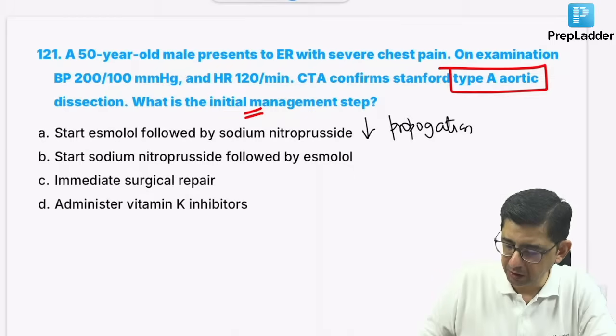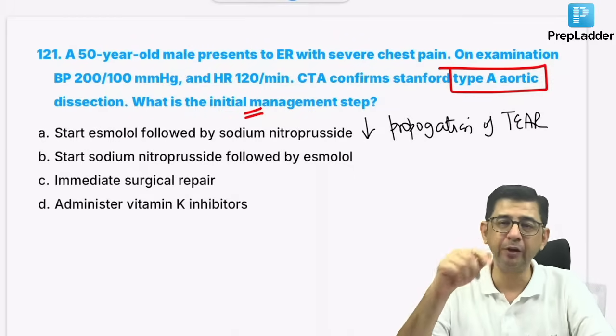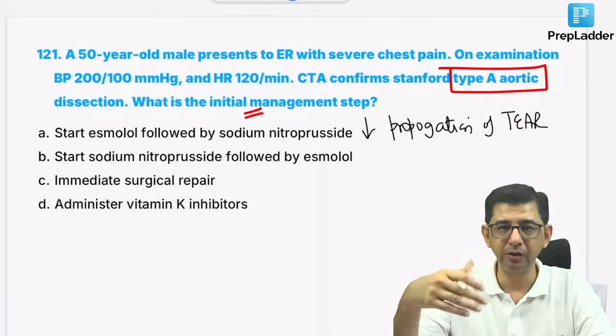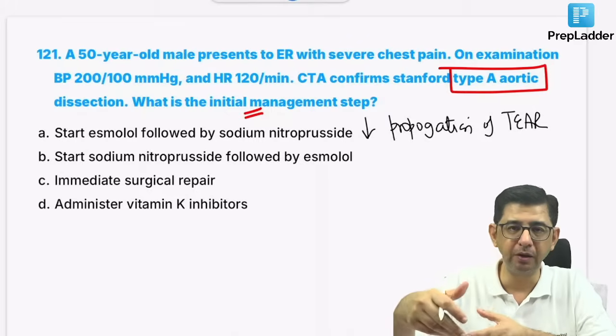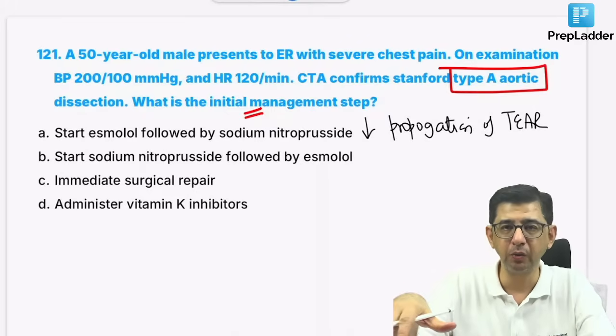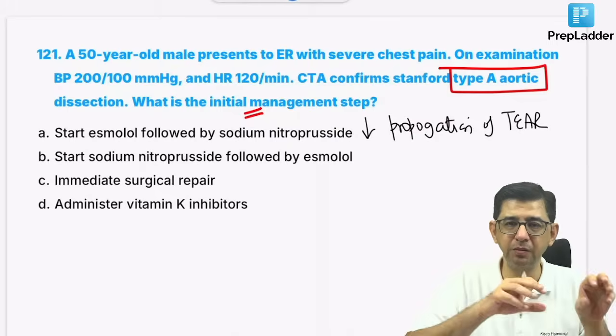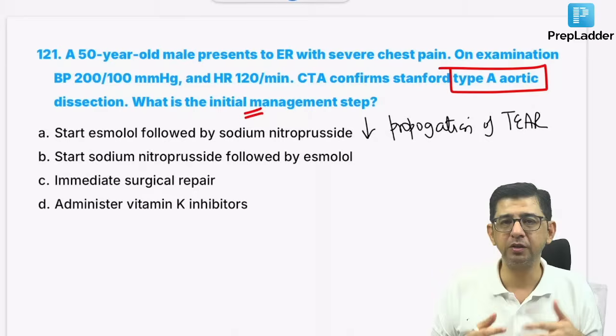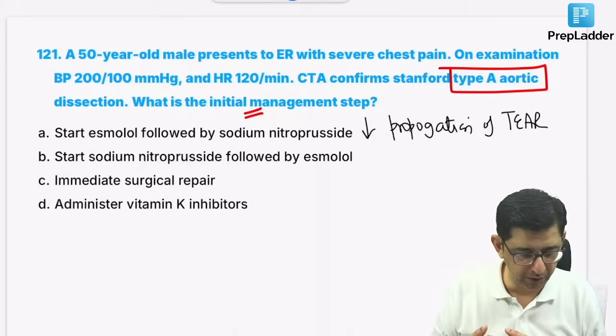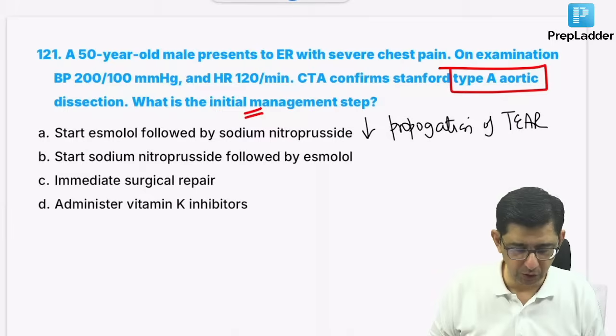This is a concept which has to be clarified, because I agree that in type A the main treatment is surgery only, but that does not mean that we'll leave the benefit of the drugs behind. In type B, drugs may be successful and surgery may not be required. So the importance is: surgery is a must for type A and may or may not be required in type B. That is one concept. And second is, in all, we should be giving a beta blocker in a patient. Okay, so the answer in this case would be option number A.